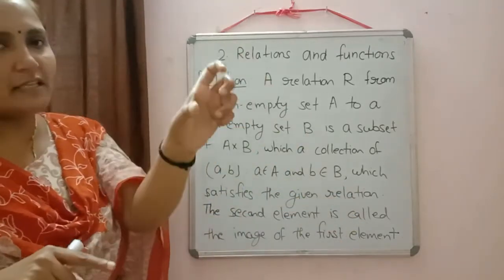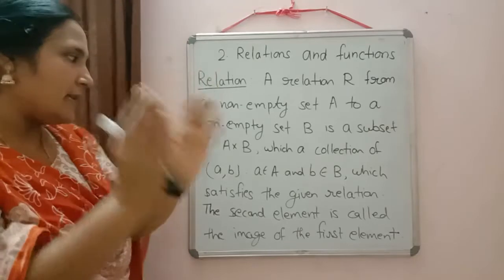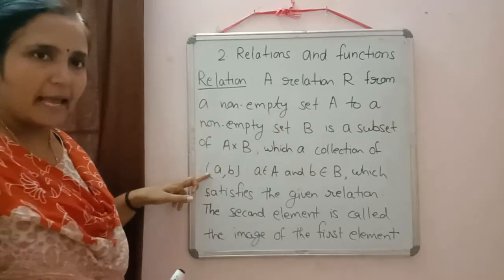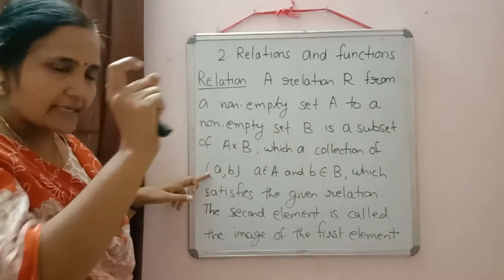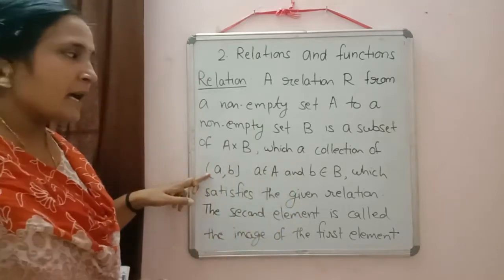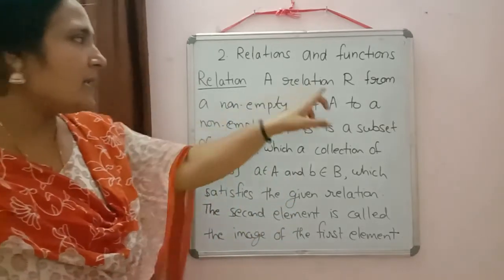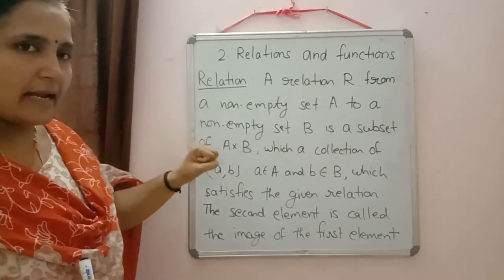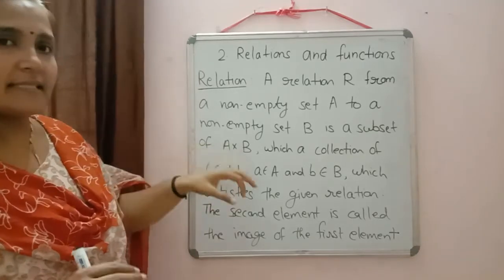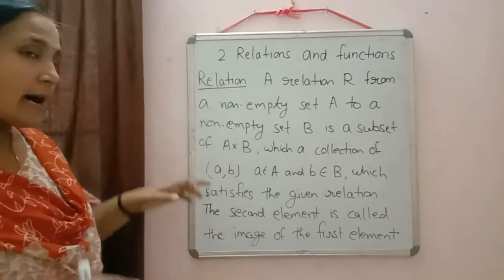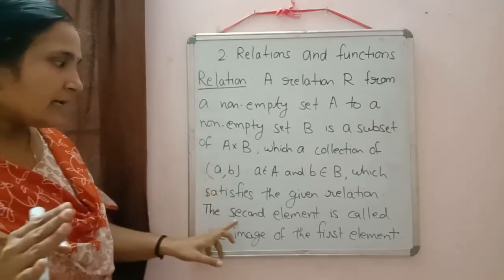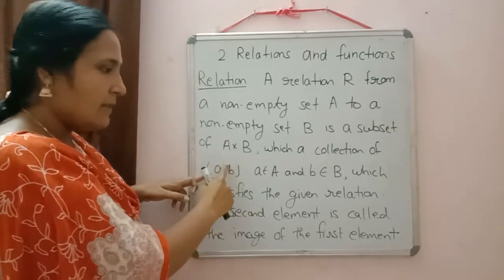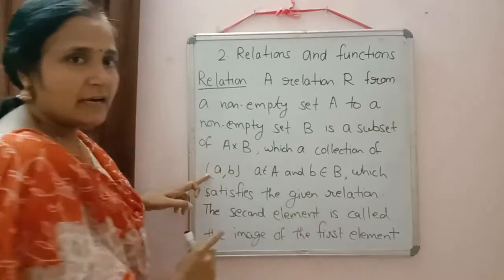A relation will be specified. We have to write that element only, like we have to write ordered pair (A, B) such that B is divisible by A. So we will select those elements only which will satisfy the relation. So that's why it is called a relation is a subset of A cross B. So we will write only those elements which satisfy the given relation. So whenever we complete writing the relation, when we write the ordered pair in this way, the second element is called the image of the first element.